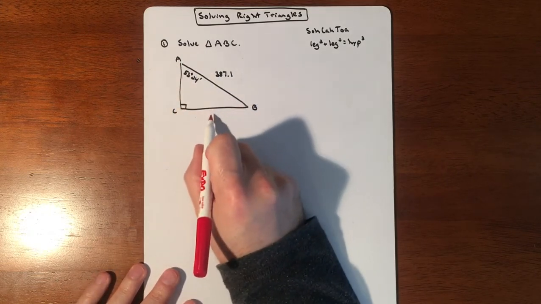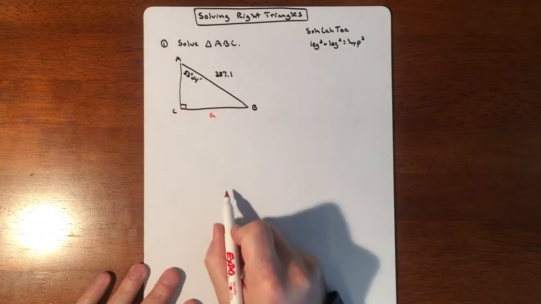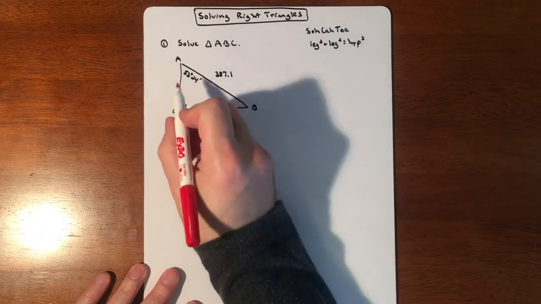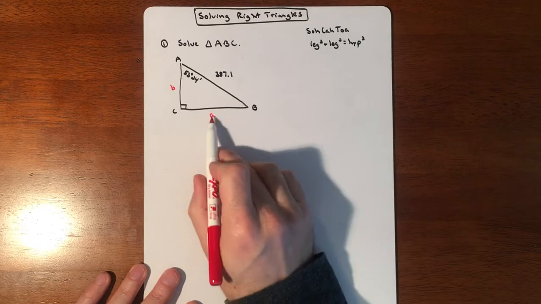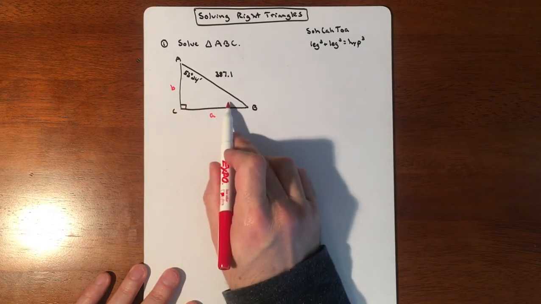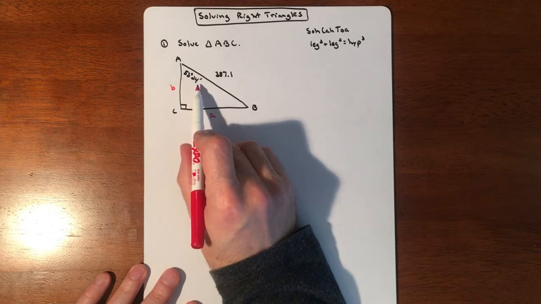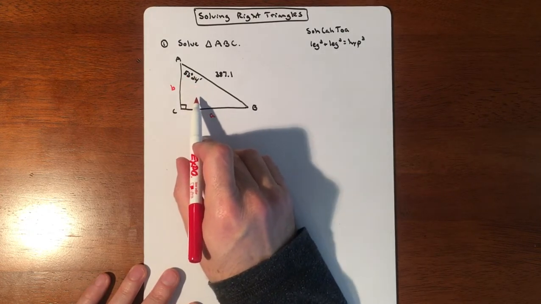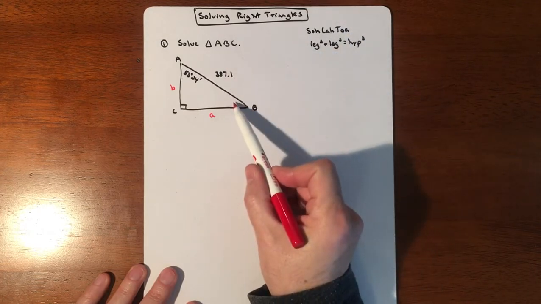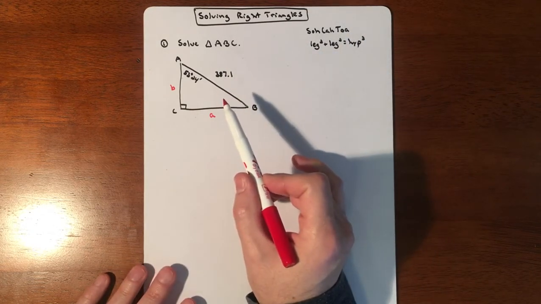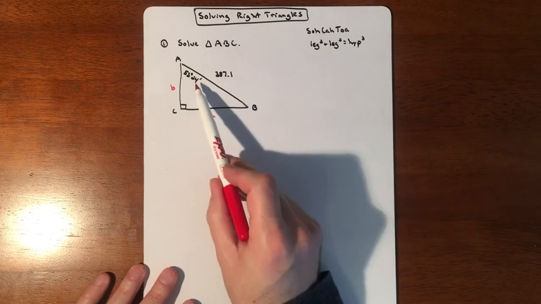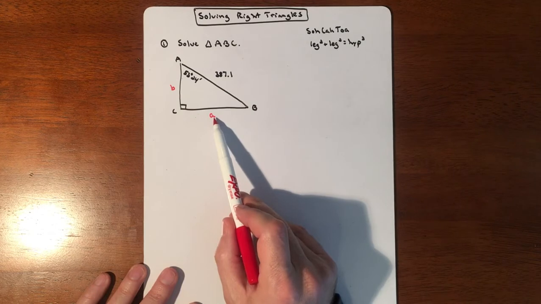Side A is across from angle A. We use lowercase letters to name sides, uppercase to name angles or points. So we need to figure out those two angles. Here's the right angle, C, and we're missing this. So we're in degrees, minutes, and seconds. You can figure out what angle B is right away, but we'll hold that off until the very end. Let's do side A.